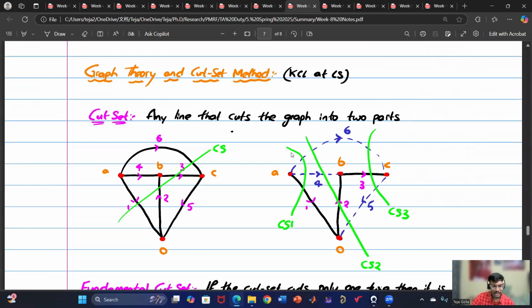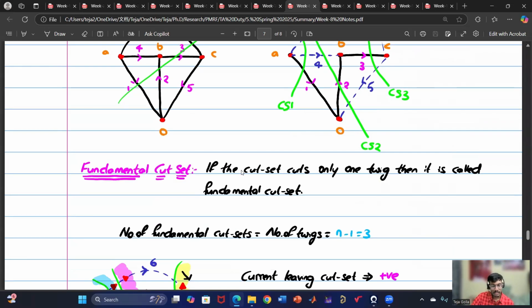Then we have also seen the cut set method. What is a cut set? Any line that cuts the graph into 2 parts. What is a fundamental cut set? If the cut set cuts one twig, then it is called a fundamental cut set. So how many fundamental cut sets will we have?